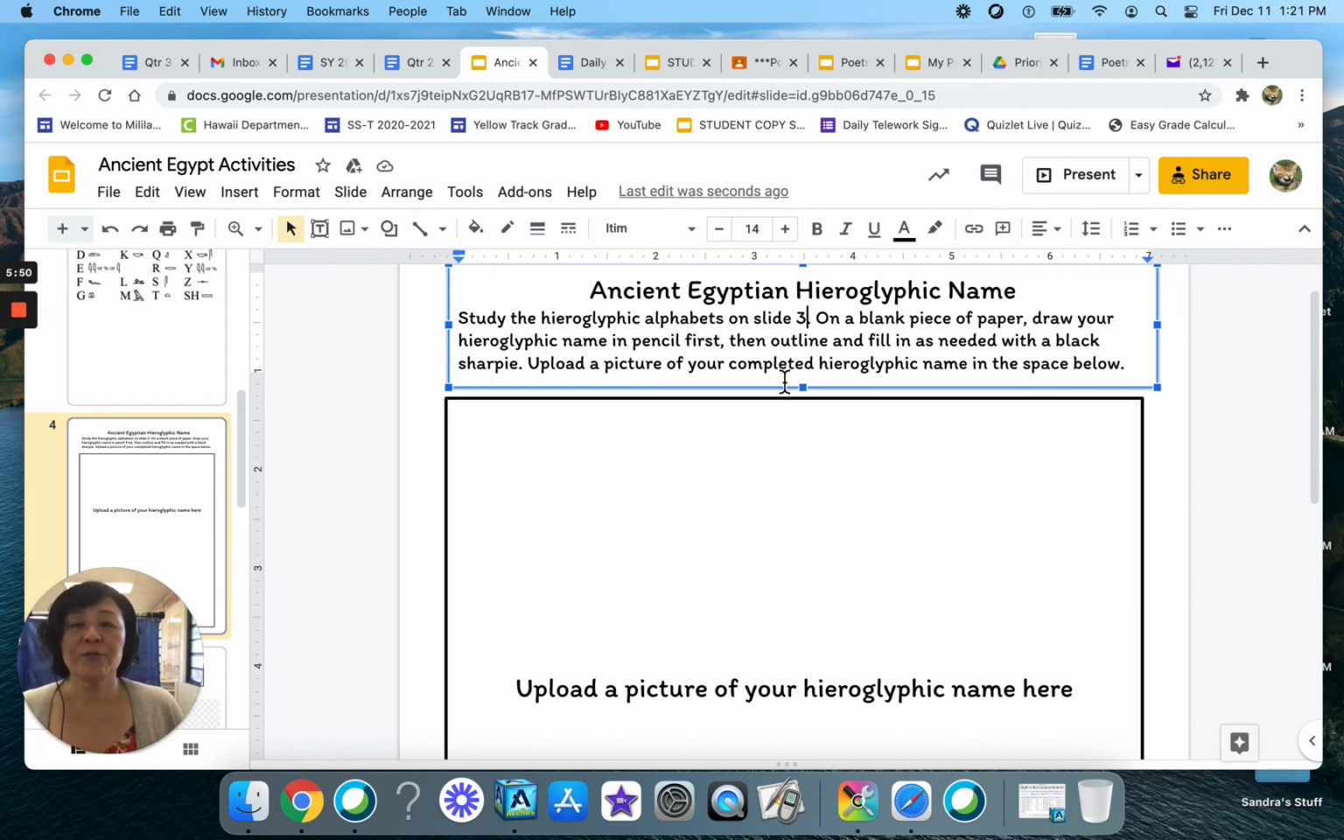So you are going to write on the blank piece of paper that we will give you today. And if you make a mistake, just grab a computer paper from home somewhere. And then write your name, your first name and your last name. And then you will outline it in Sharpie and color it in. Okay? And then take a picture of it and upload it onto slide 4. Make sure you do this because this is part of your portfolio for your ancient Egypt activities.